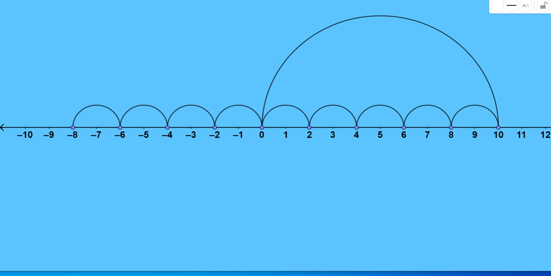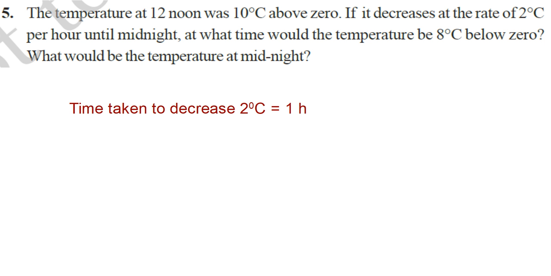Now let us do it in another way. Now to reach negative 8 degrees Celsius, how many degrees Celsius is it reduced from 10 degrees Celsius? That is 1, 2, 3, 4, 5, 6, 7, 8, 9, 10 up to 0. Then 11, 12, 13, 14, 15, 16, 17 and 18. That means 18 degrees Celsius it decreases from 10 to reach 8 degrees Celsius below 0.